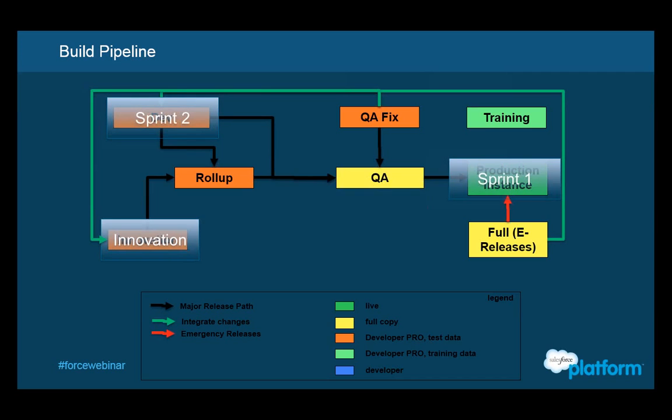So we fast forward another 2 weeks. Sprint 1 is ready to go into production. Sprint 2 goes into QA. Sprint 3 starts in dev.